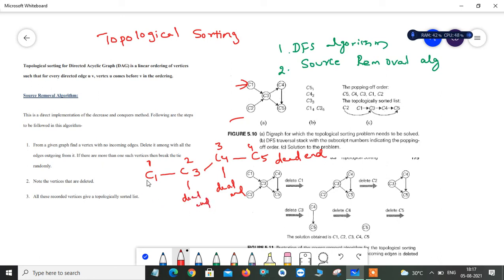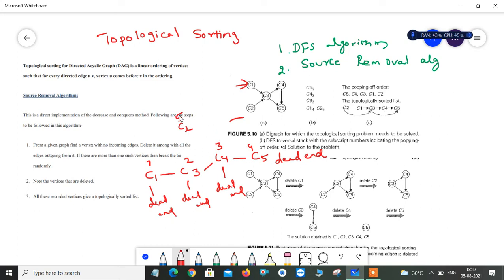From C1 also I didn't have anything, so C1 is also a dead end. And you are finding another vertex C2 which is not yet visited, so you can take C2 and give the count as 5. Right, see here.